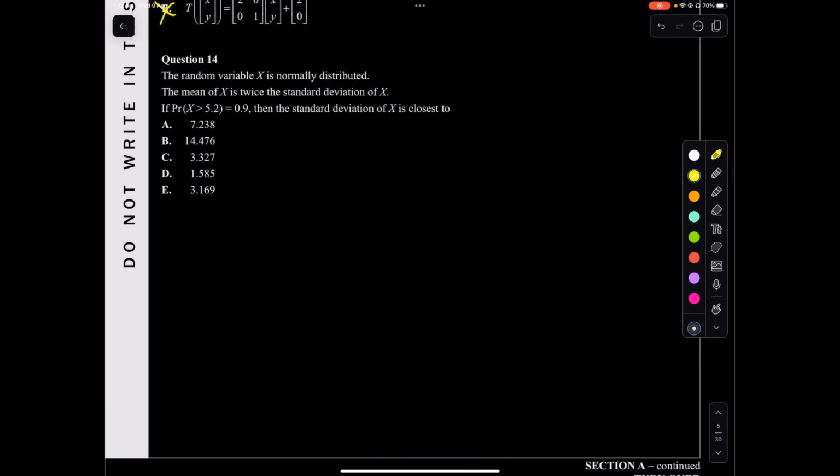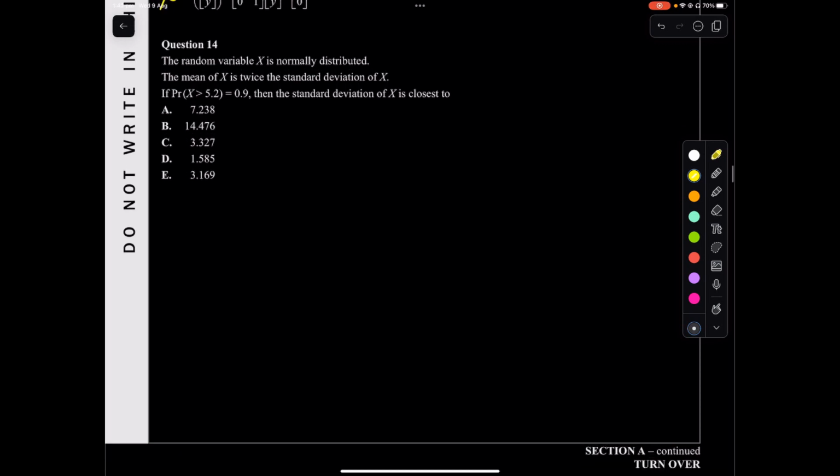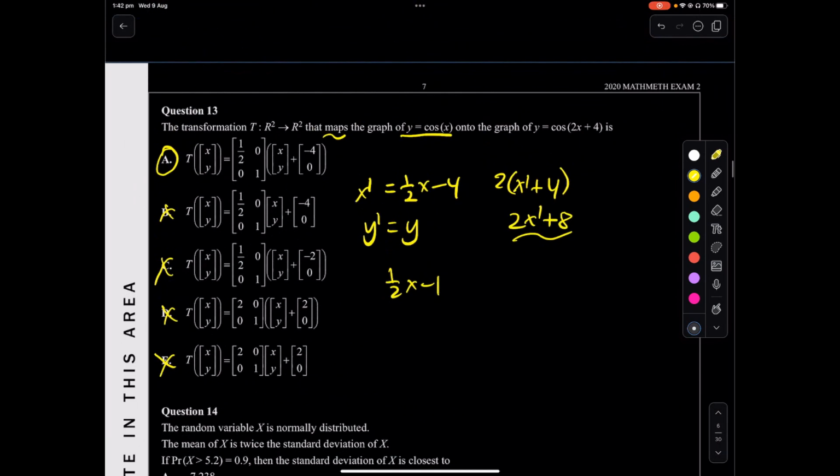Alright. The random variable x is normally distributed.